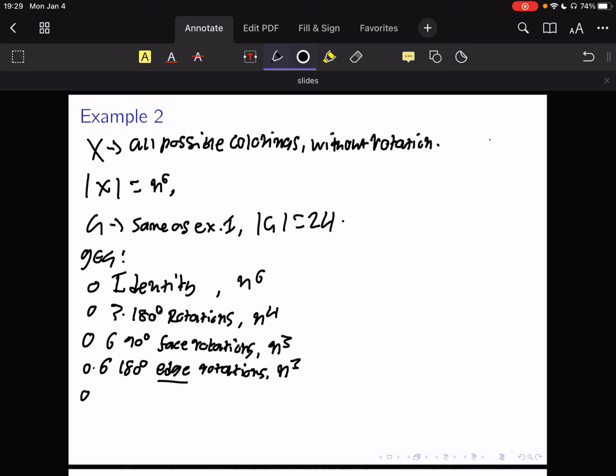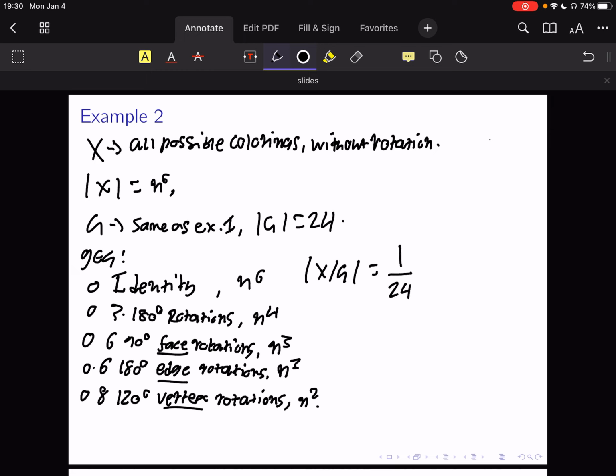And lastly, we have 8 120-degree vertex rotations. These leave n squared elements of x unchanged. So we've calculated the fixed points for each of the elements in G. So by Burnside's, we can find the number of orbits, x/G, now. We know that it's 1 over 24 times the sum over g in G of the fixed points of g.